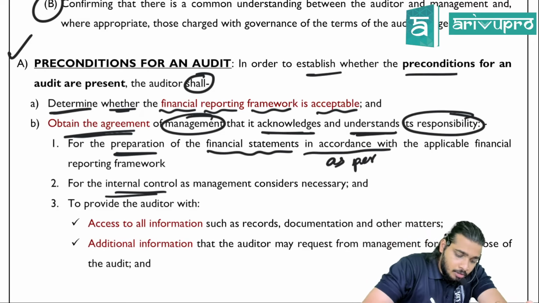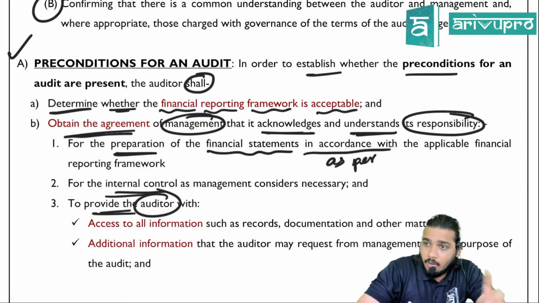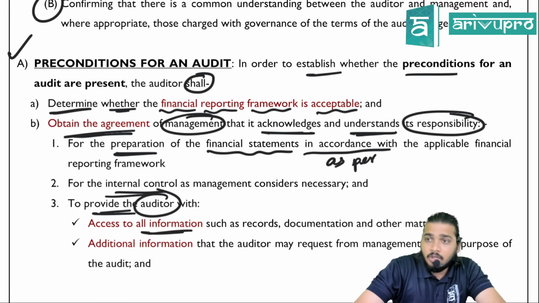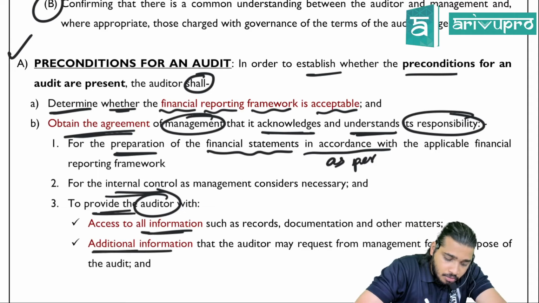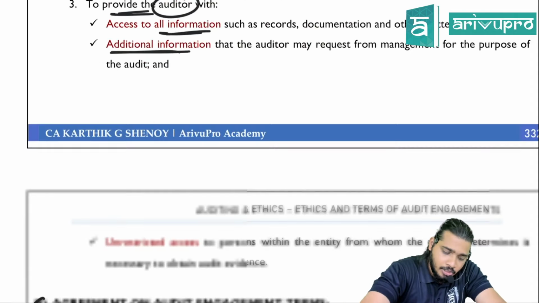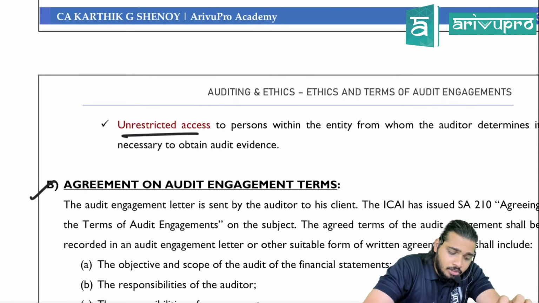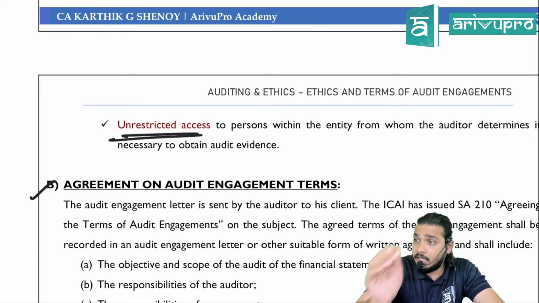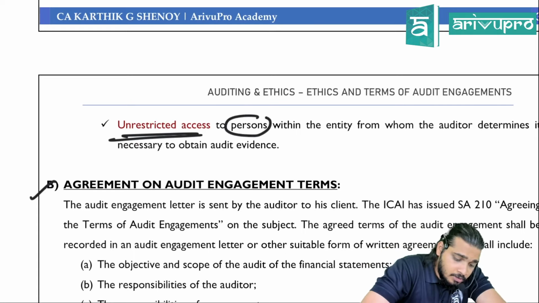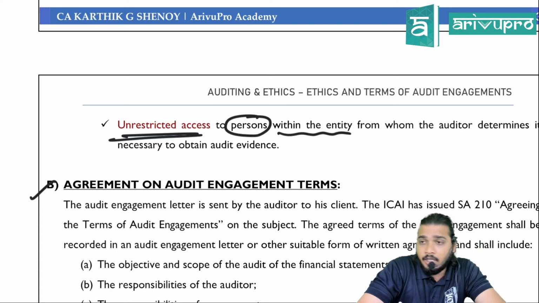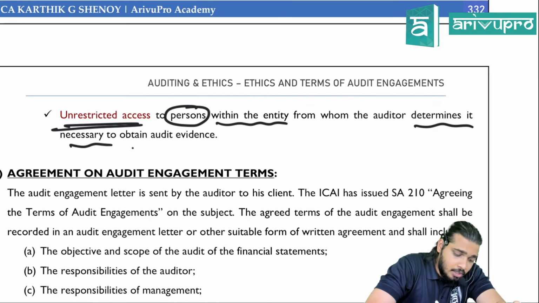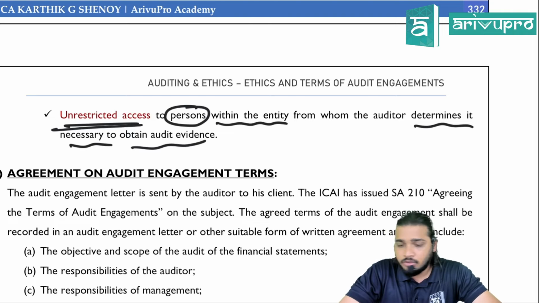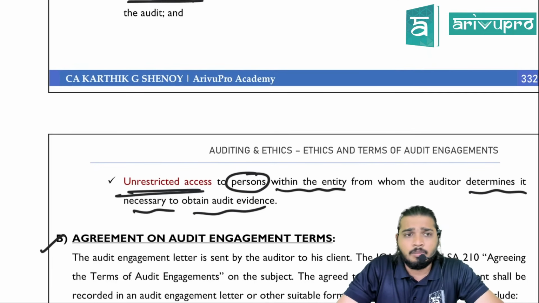Third one, to provide the auditor with three things. One, access to all information. Second, access to additional information. And third, unrestricted access to, this is very, very important, persons within the entity from whom the auditor determines it is necessary to obtain evidence. So three things are their responsibility.